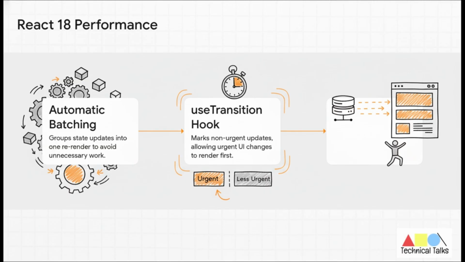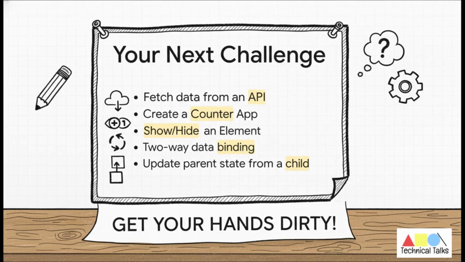The useTransition hook is amazing too. It lets you tell React, hey, this update isn't super urgent, so don't block the user's typing while you do it. It's a game changer for keeping your UI feeling snappy. And streaming SSR with Suspense gets content on the screen faster for your users. These are massive wins.